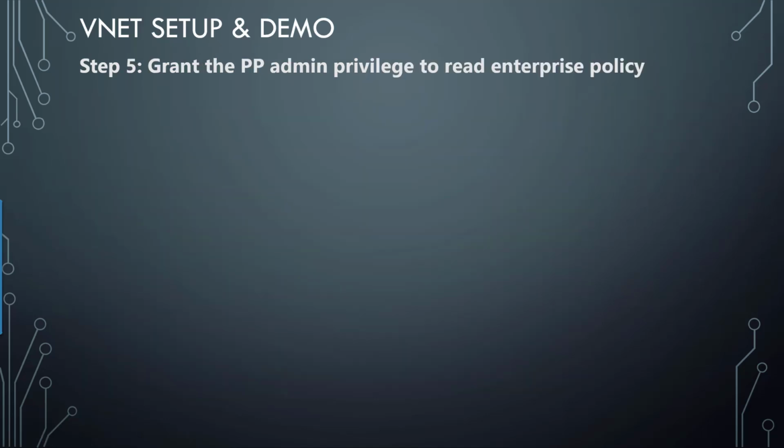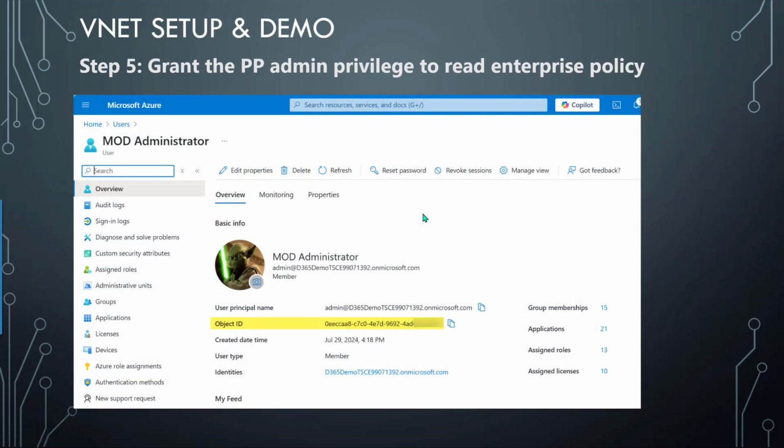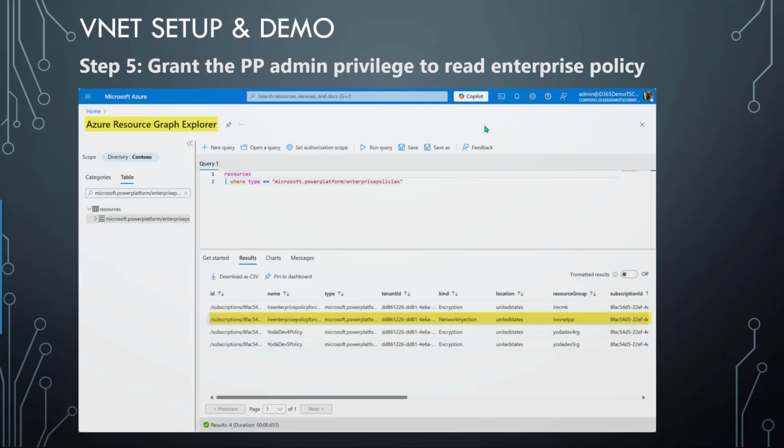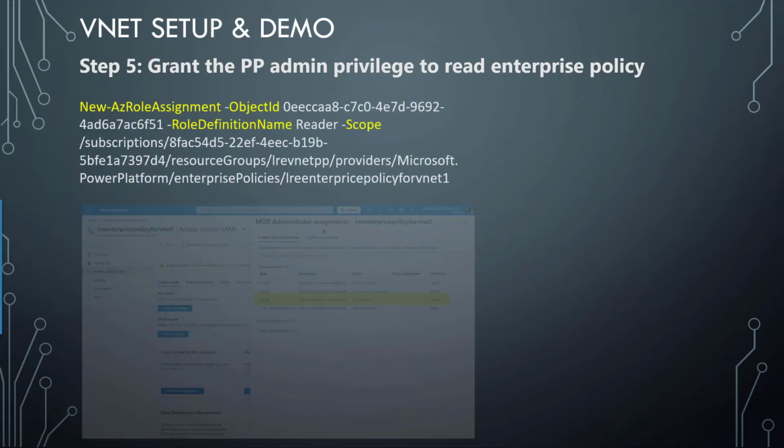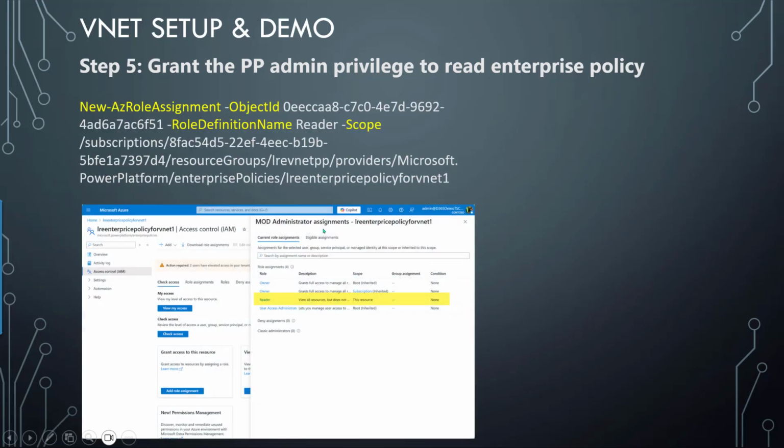Why? Well, you have to grant the Power Platform admin reading rights to that. So you choose your admin, you take the object ID, and then you can use different ways. You can use the Azure Graph and then use Cloud Shell to assign this, or you can directly go into the enterprise policy. So basically you open this enterprise policy and give read access rights of your Power Platform admin to this one. And here is the Cloud Shell script that I used.